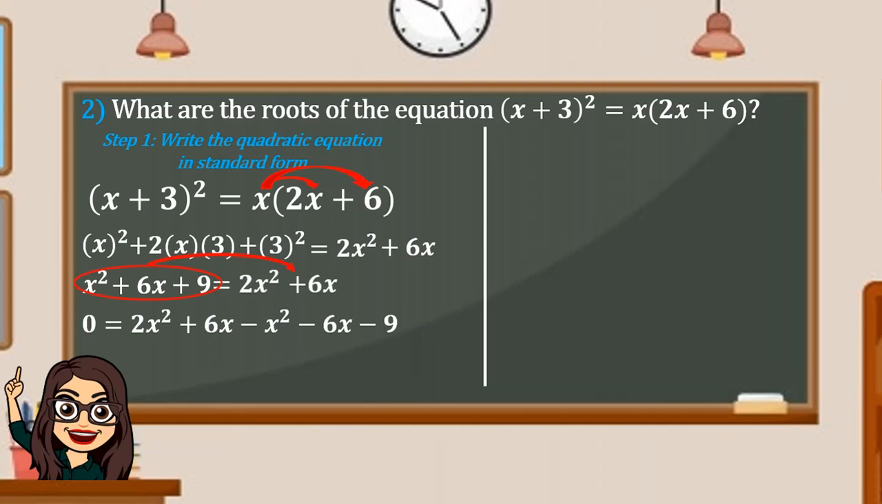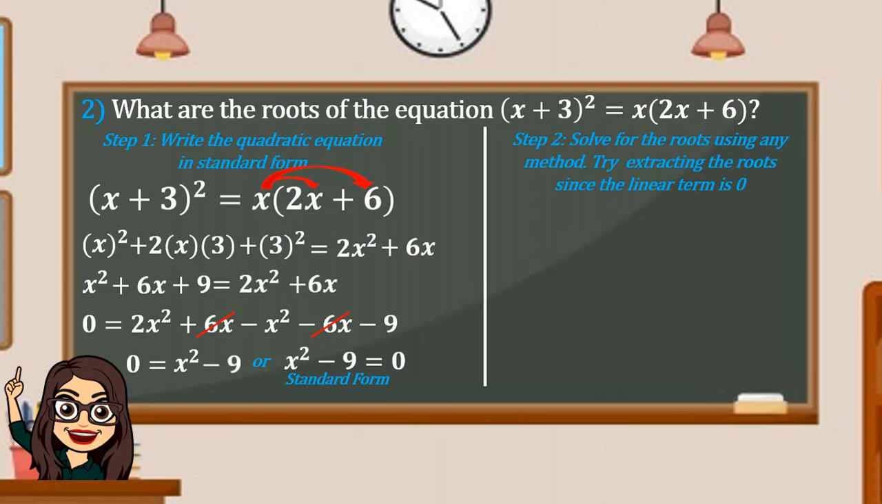And then let's simplify the given equation. So for 2x squared and negative x squared, we have x squared. For 6x and negative 6x, cancel. Then copy negative 9. Then simplify. We have now x squared minus 9 equals 0. And this is the standard form of the given equation.